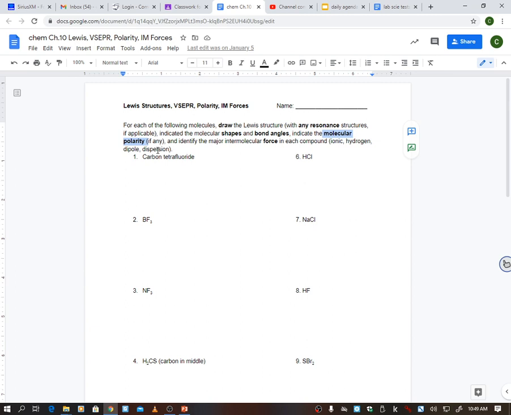Maybe it's neither one. Maybe it is ionic, and then you would just write ionic. And for the force, if there was no polarity and it was ionic, then the force is also ionic. If there was polarity though, you're going to tell me, was it polar, and make it dipole? Was it non-polar, dispersion? Or maybe it is a hydrogen bond that's connected to fluorine, oxygen, or nitrogen. Alright, so there's a lot going on here. Make sure you're doing that for every single one.